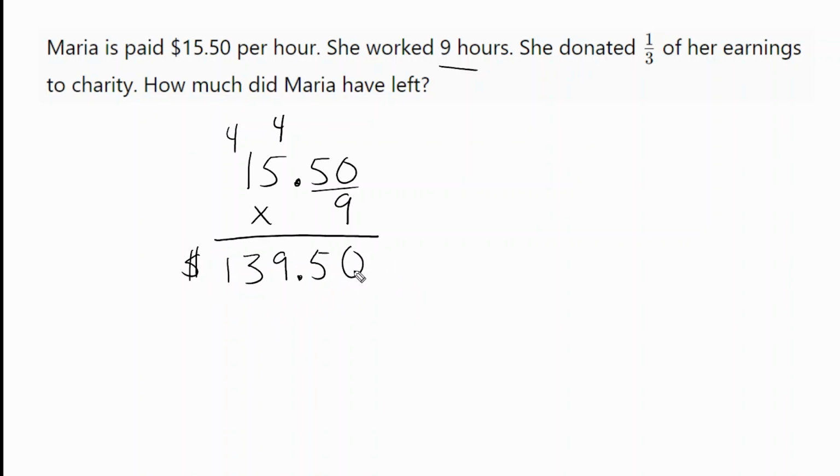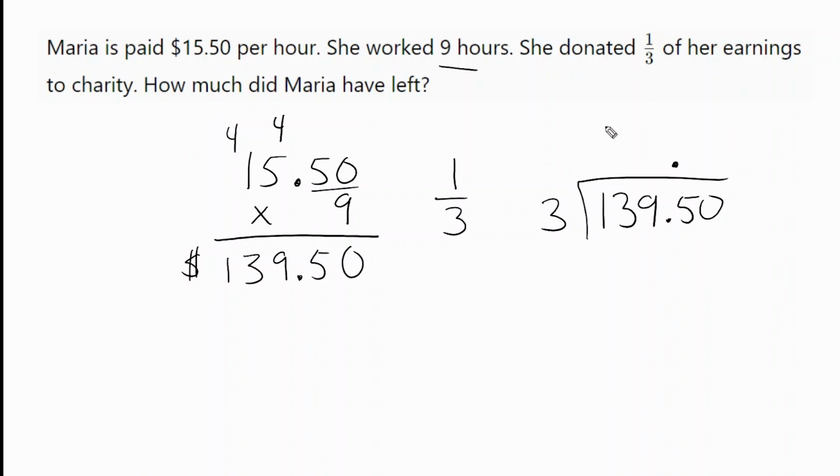Now, she donated one third of this to charity. So if we wanted to see how much she donated, one third is the same thing as dividing one whole into three equal parts. So we could take $139.50 and divide it into three equal parts. That is one strategy.